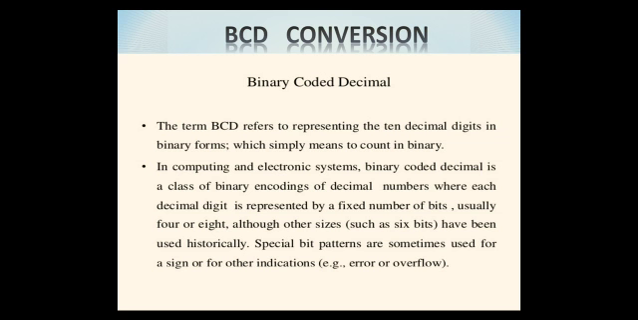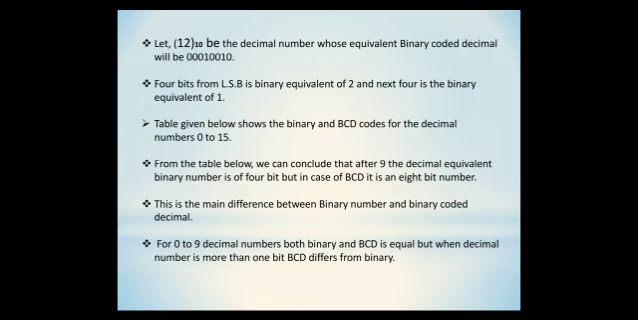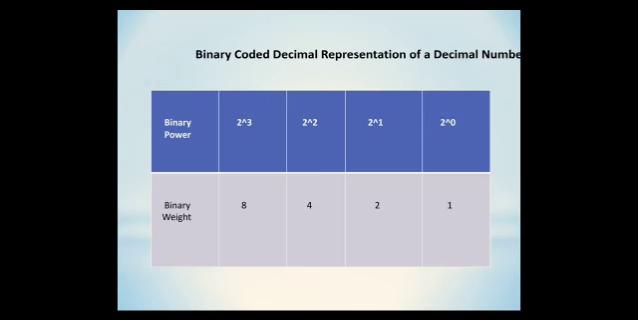Okay, if you want to represent a single decimal digit, for example, I can represent 11 with each and every bit separately. Whereas in binary, we are going to represent all of 11 by using two powers like this: 2 power 0, 2 power 1, 2 power 2, 2 power 3. So these are the binary powers.